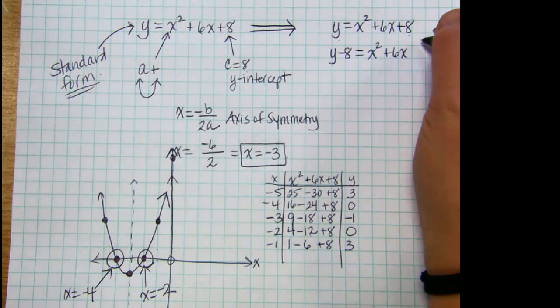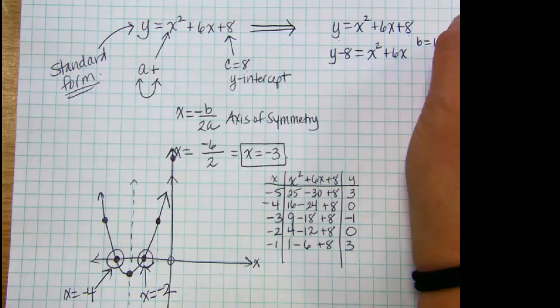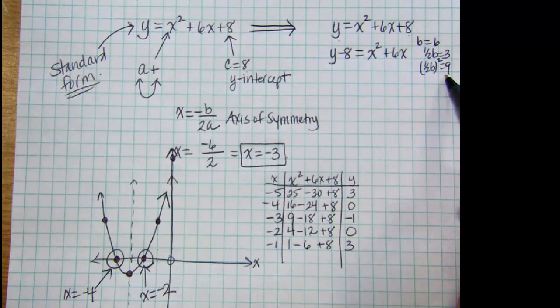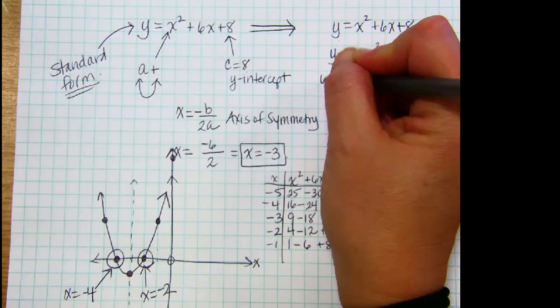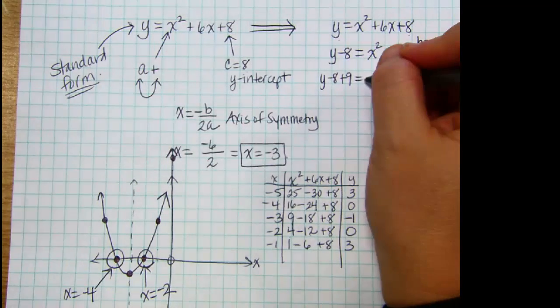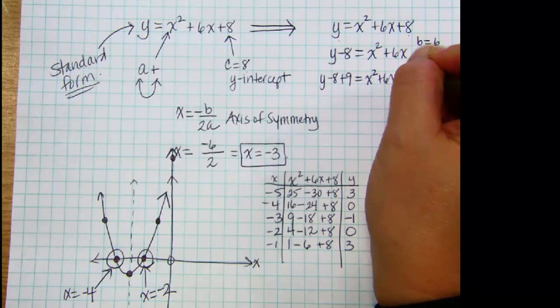I'm going to make a b list. B is 6. Half of b is 3. Half of b squared is 9. Add half b squared to both sides. So I have y minus 8 plus 9 equals x squared plus 6x plus 9.